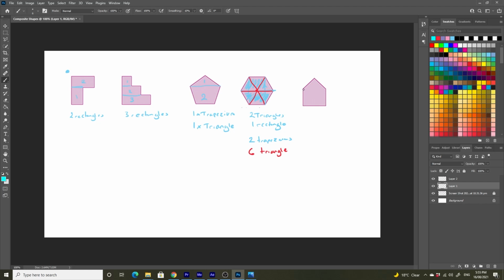In the next one, we can see this is the product of one triangle and one rectangle.